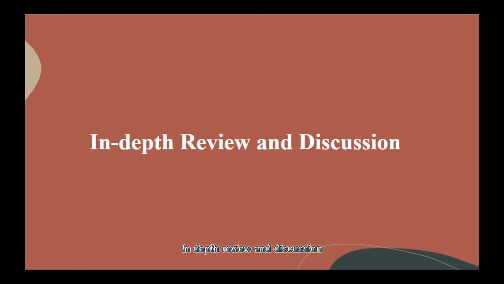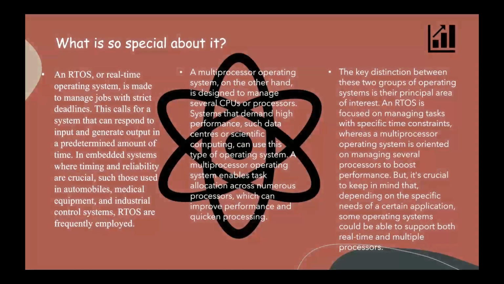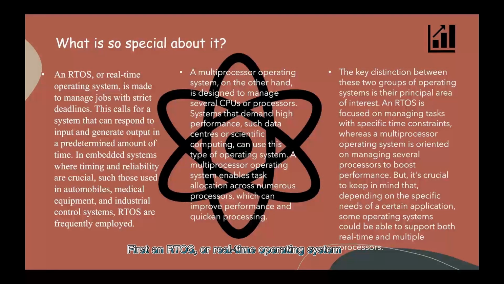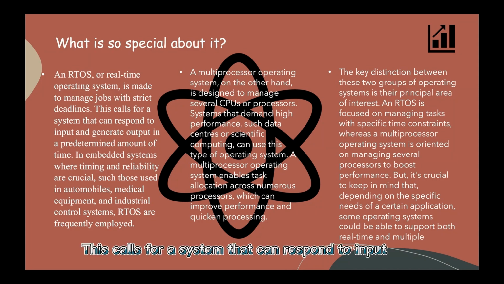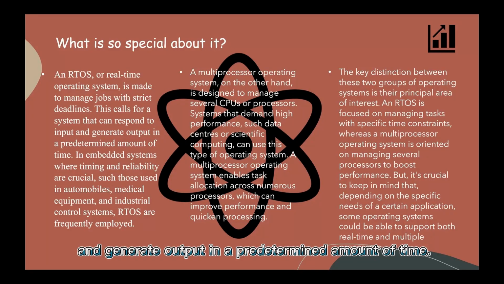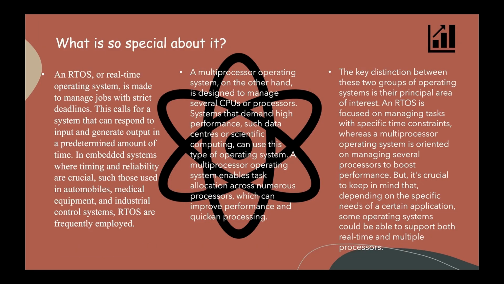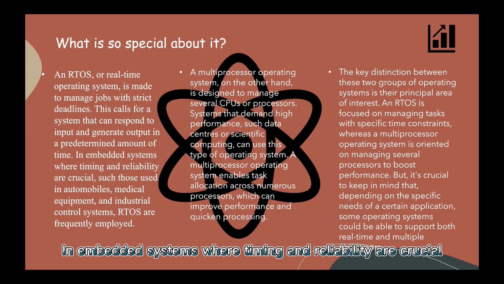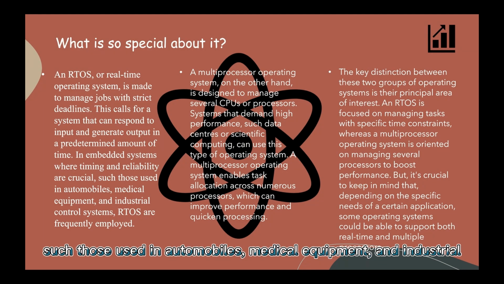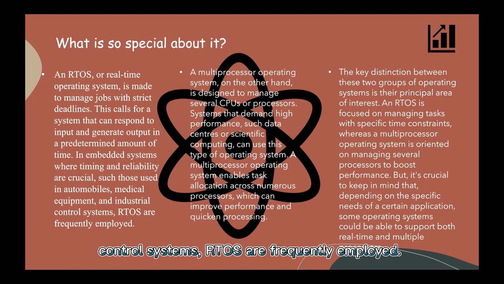In-depth review and discussion. What is so special about it? First, an RTOS, or real-time operating system, is made to manage jobs with strict deadlines. This calls for a system that can respond to input and generate output in a predetermined amount of time. In embedded systems where timing and reliability are crucial, such as those used in automobiles, medical equipment, and industrial control systems, RTOS are frequently employed.